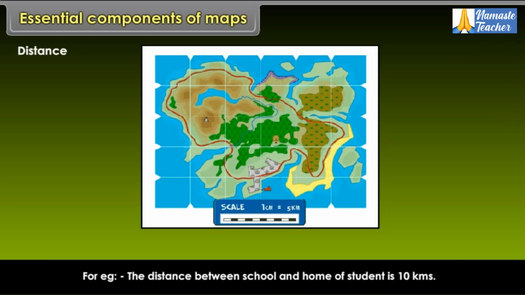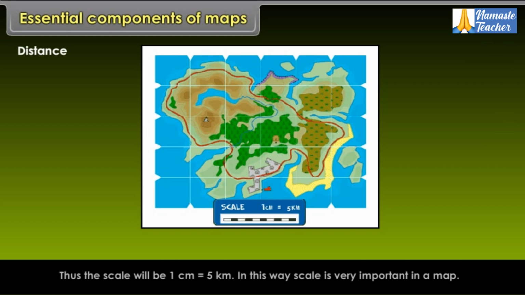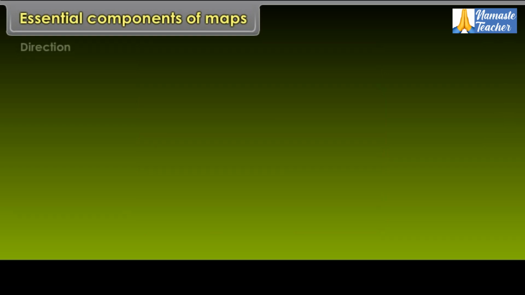For example, the distance between school and home of student is 10 kilometers. If he shows this 10 kilometer distance by 2 centimeter on a map, it means 1 centimeter on the map will show 5 kilometers on the ground. Thus, the scale will be 1 centimeter equals 5 kilometers. In this way, scale is very important in a map.